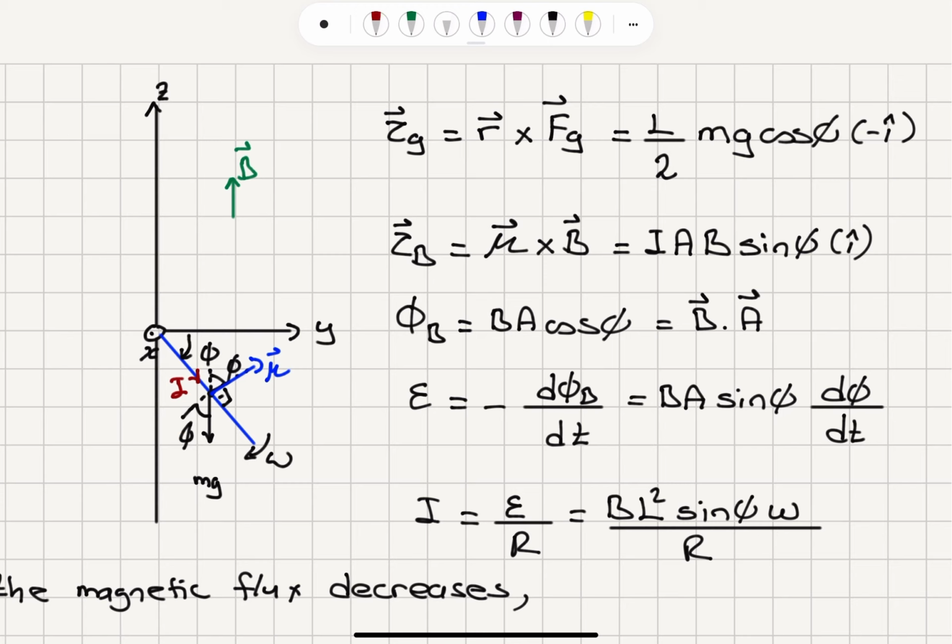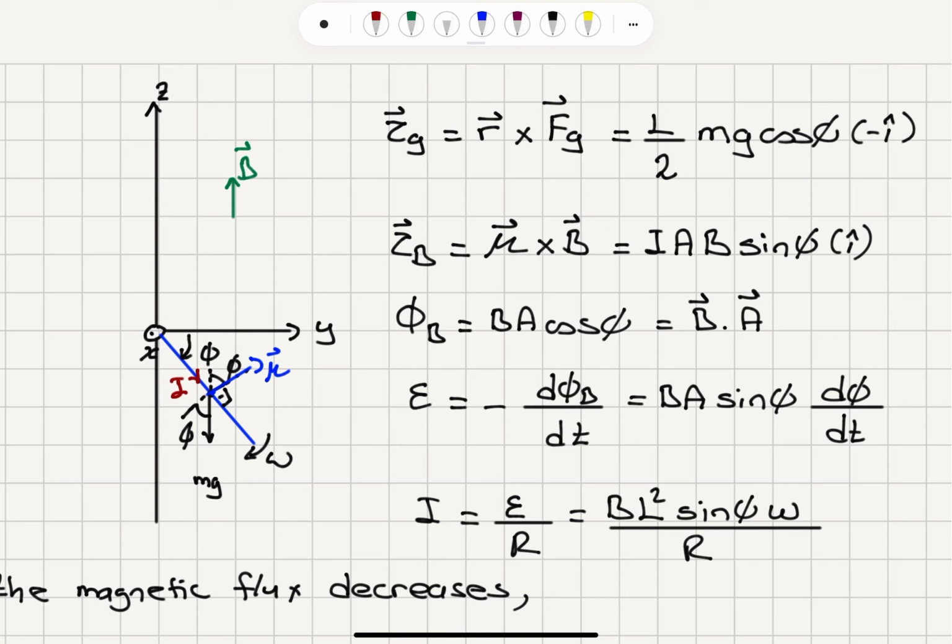The gravitational torque is r cross Fg, the gravitational force mg pointing down. Mg cosine phi is perpendicular to the r, the position vector of the point of application of the force with respect to the rotation axis. L over 2 mg cosine phi in minus I hat direction. So r cross F, using the right hand rule, four fingers curl in this direction, the thumb points into the page, minus I hat. The magnetic torque is mu cross B, which is IAB sine phi, because phi is the angle between B and mu, in plus I hat direction using the right hand rule.